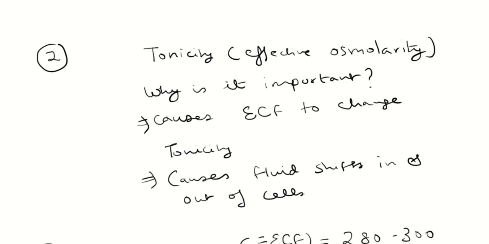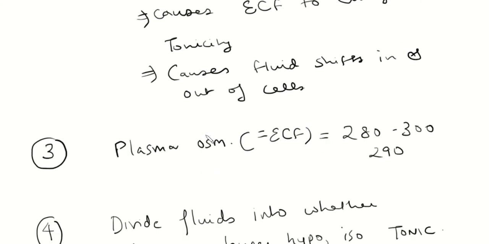So, remember we've talked about tonicity, which is effective osmolarity. If you're not sure, before rushing into this, go to anatomy and physiology. Understanding tonicity is really important. And why is it important? Again, this is a recap: it causes ECF tonicity to change, which causes fluid shifts in and out of the cell.